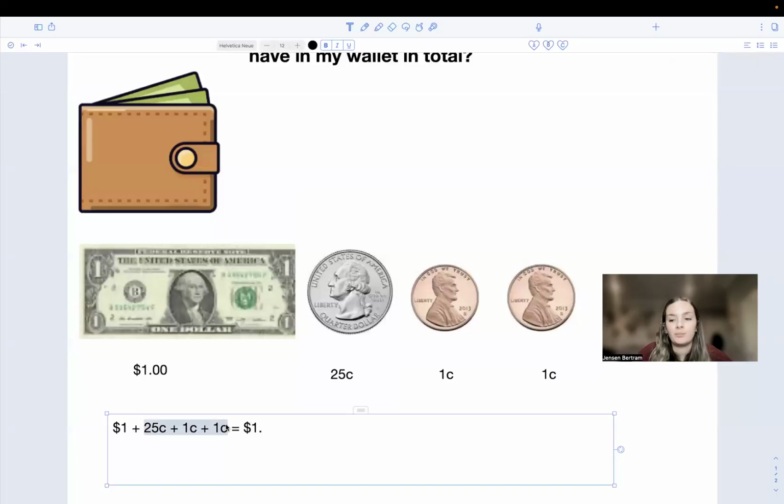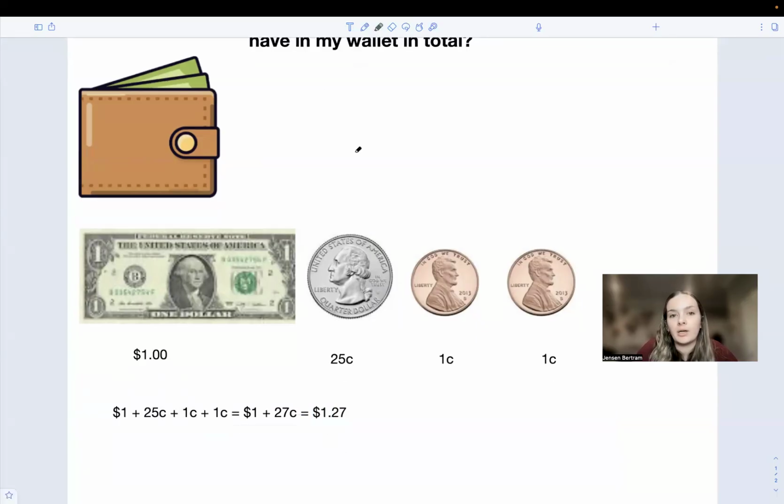So we have a quarter, which is 25 cents, and we have 2 pennies, which is 1 cent and 1 cent. So what we need to do is add 25 plus 1 plus 1. 25 plus 1 is 26. 26 plus 1 is 27, which means that we have a total of 27 cents. When we do $1 plus 27 cents, that gives us $1.27. So that becomes our total amount of money in our wallet.